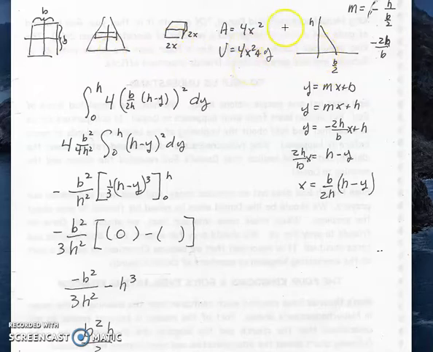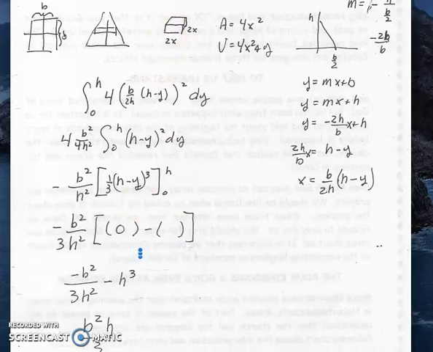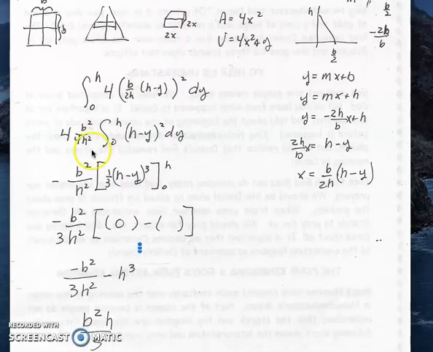I figured out what the equation of this line would be, and I threw it back into my integral. So the volume is 4x squared delta y. I worked a little magic, integrated, got blah minus blah, put my values in, should have been 0 and h, and got my answer right down there at the bottom, which is b squared h over 3.